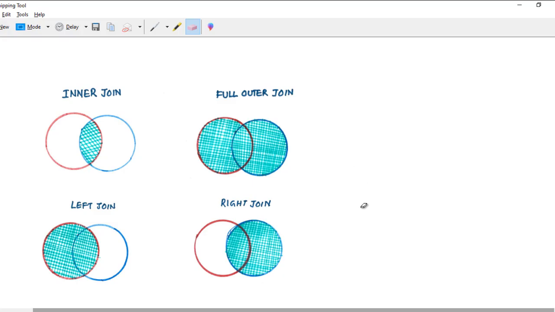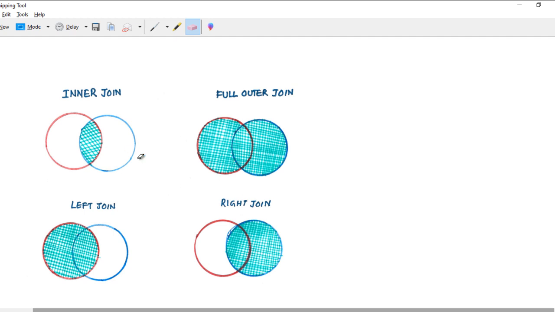So let's understand what the different types of joins in SQL are. There are four types of joins in SQL. One is inner join, the other is full outer join or full join, next left join or left outer join, then right join or right outer join. Inner join gives the common records between these two tables. Left join gives all the records from the left table and the matching records between the two tables. Similarly, the right join gives all the records from the right table as well as the matching records between these two tables, right?